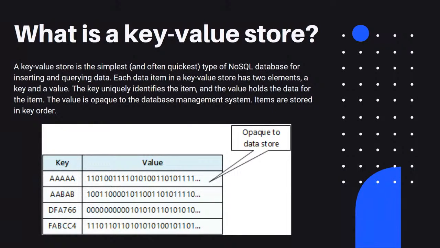What is a key value store? A key value store is the simplest type of NoSQL. For example, your data gets stored in a NoSQL database containing just two things. One is your key, from which the data is accessed. Then we have the value, which contains the values of your data in machine readable form, and it is opaque to the data store. The most important thing about a key value store is that these values are not visible to the database management system. All the data processing and items are stored on the basis of the key order.